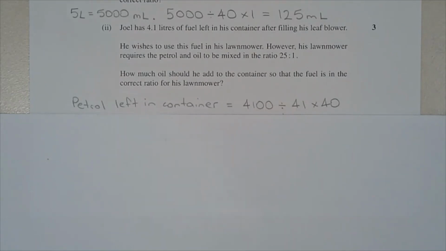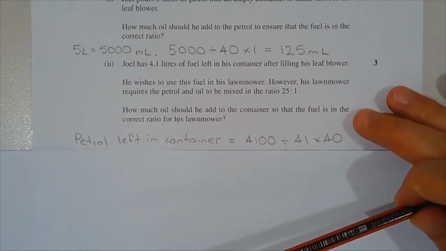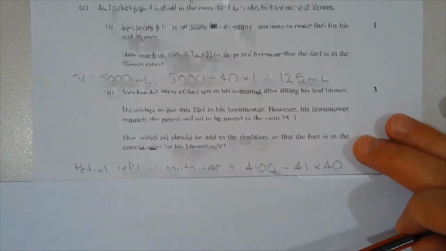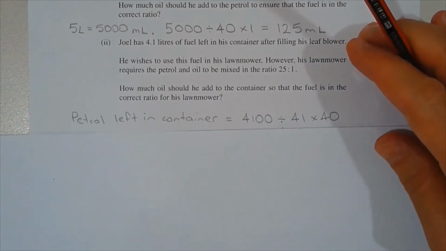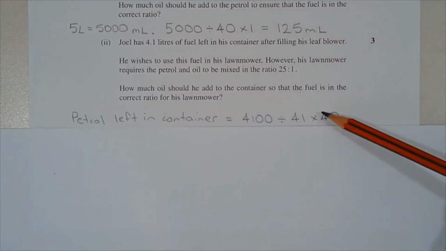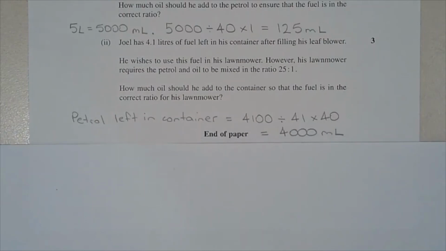There are 41 parts in total, and that comes from the original ratio, 40:1. And then we multiply that by 40, since there's 40 parts petrol and 1 part oil, and that gives us 4,000 millilitres of petrol left in the container.